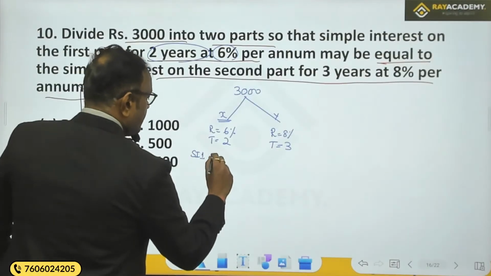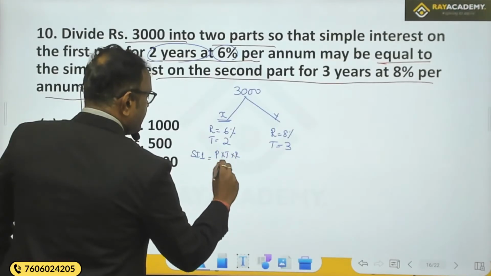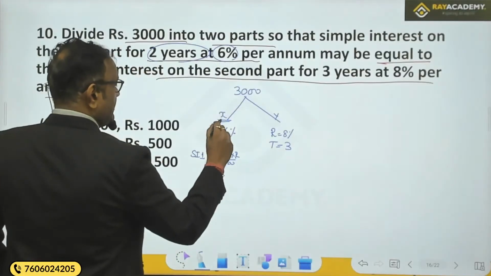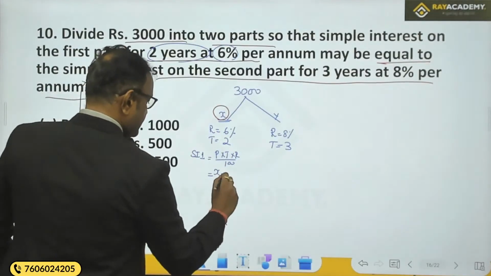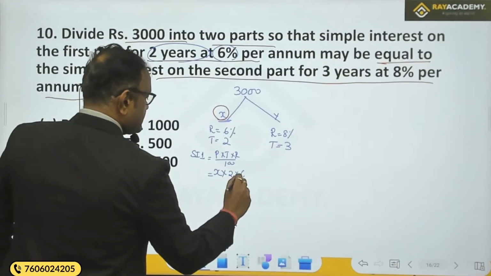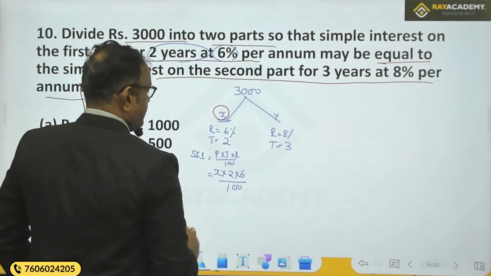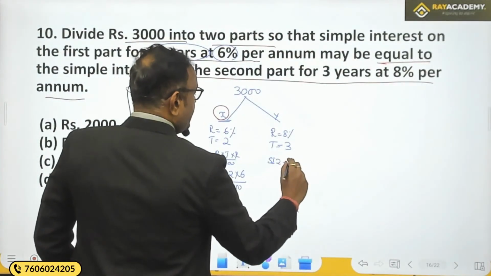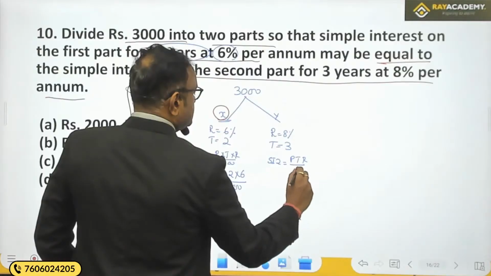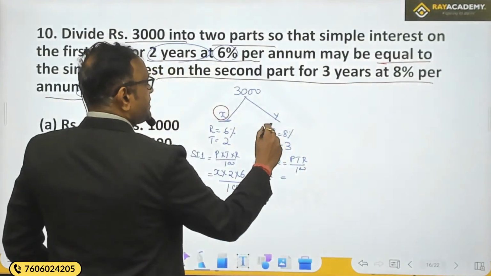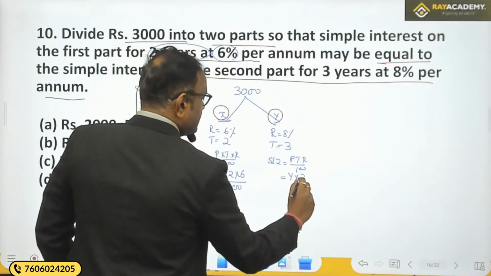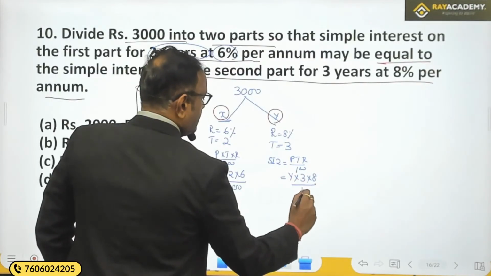For the first part, simple interest 1 is PTR by 100. We have taken the amount as X, so X into time period 2 into R, 6 by 100. Simple interest 2 is again PTR by 100, where I have taken Y as the principal amount. So Y into time period 3 into 8 by 100.